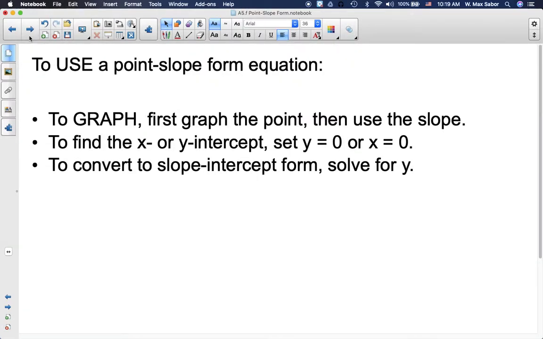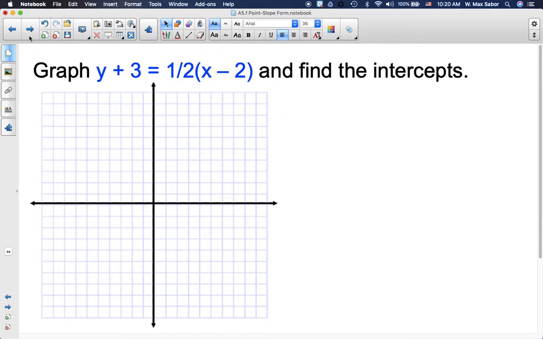So to use a point-slope form equation, you'll graph it by graphing the point and then using the slope, just like we would use slope-intercept form. Instead of graphing the y-intercept first, we're graphing whatever point we're told first. To find the x or y-intercept, we do the same thing. We set y equal to 0 or x equal to 0 and solve. And to convert to slope-intercept form, we'll solve for y by distributing and then adding y1 to both sides. So let's graph this and find the intercepts.